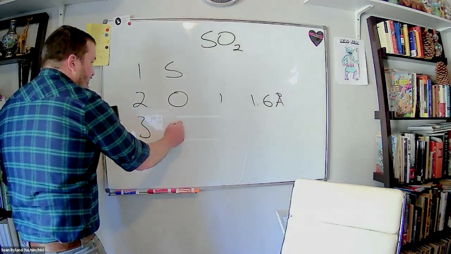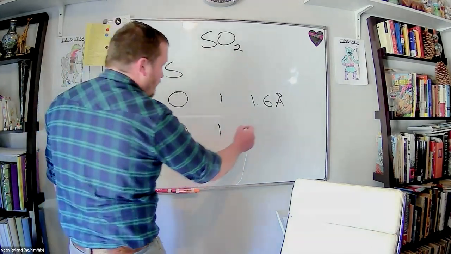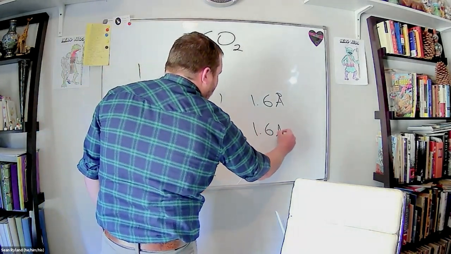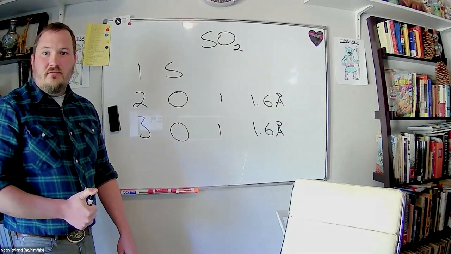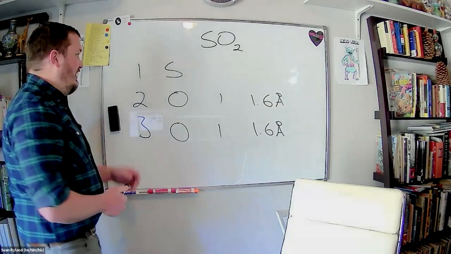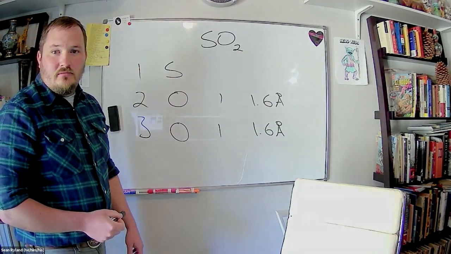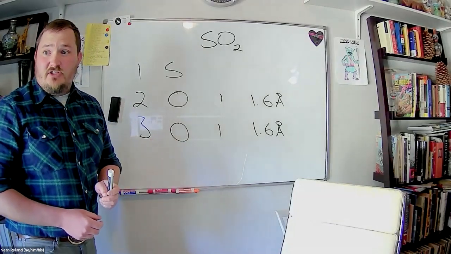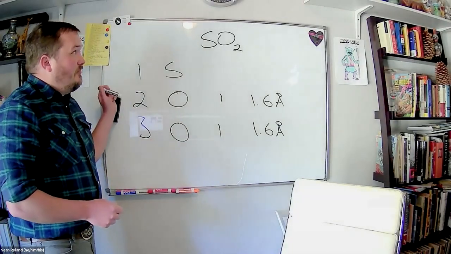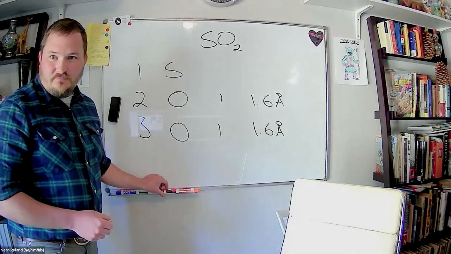If I add the third oxygen in, I can still say relative to atom one, it's 1.6 angstroms away. But that's not all the information I need, right? What other piece of information do I need to say where all three atoms are? The distance between the two oxygens? You could either do the distance between the two oxygens. Usually we do that in the form of an angle, a bond angle.